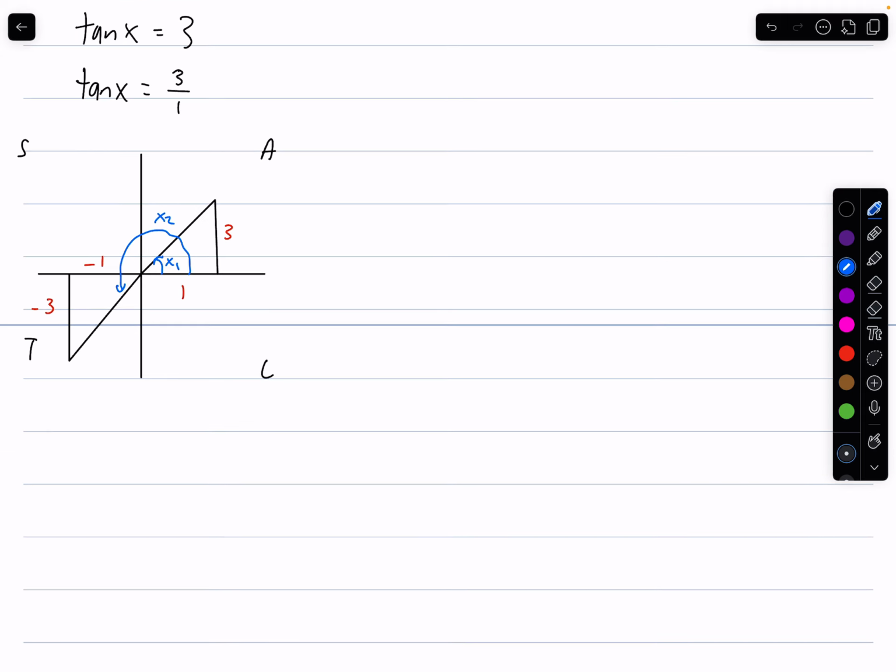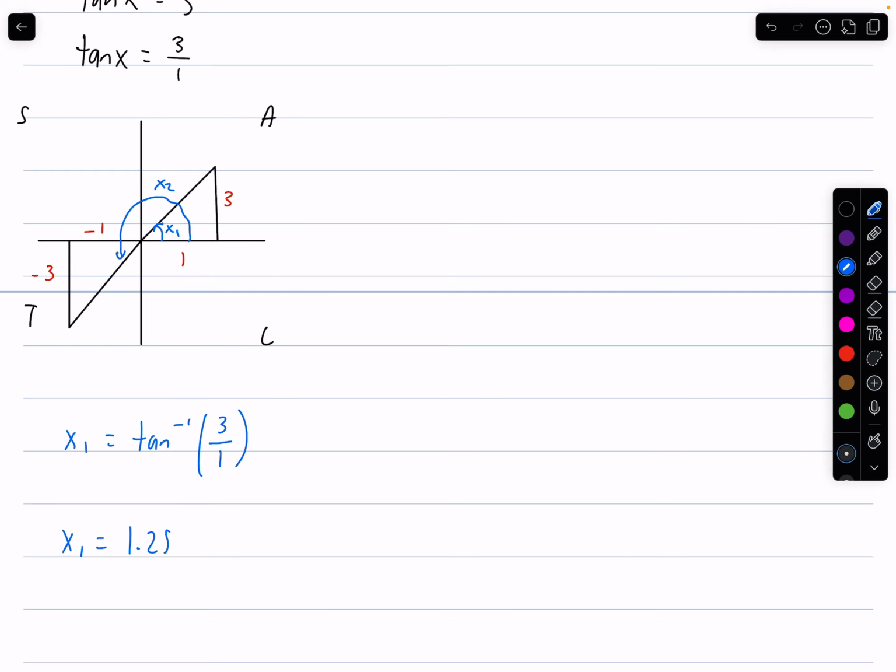I'm going to find x1 by doing the tan inverse of 3 over 1. And remember, when you do this, make sure your calculator is in radians. So what you'll end up getting by doing this is 1.25 rad. So notice this is not a special triangle, okay? Sometimes you might get a question where it's not a special triangle and you've got to improvise from here, right? So you've got to put it in rad.